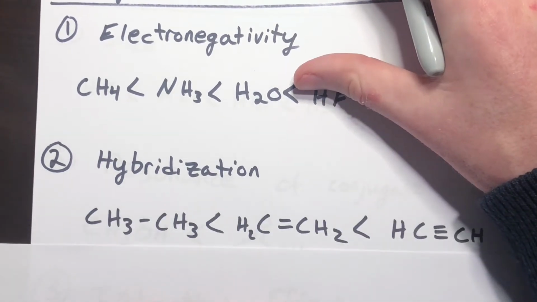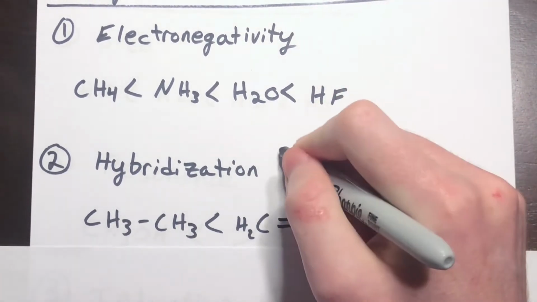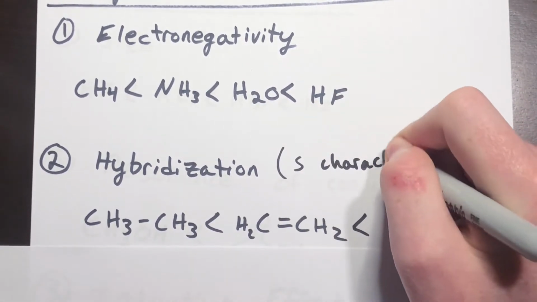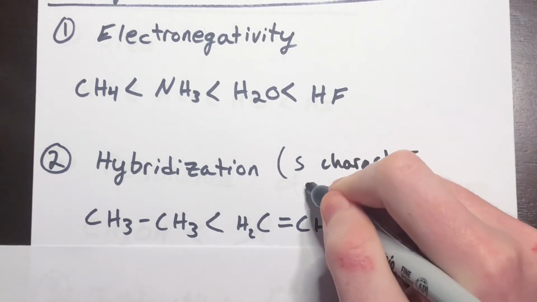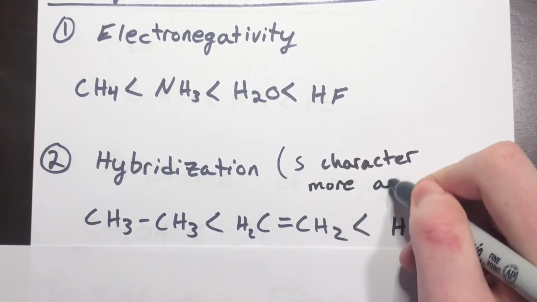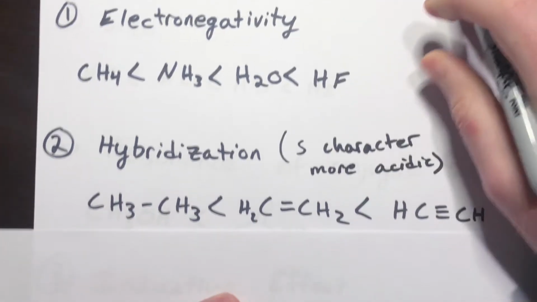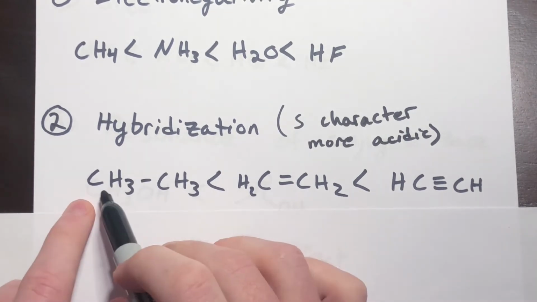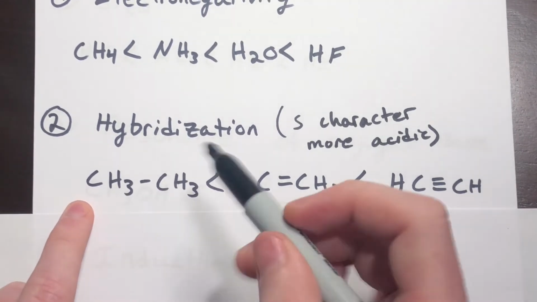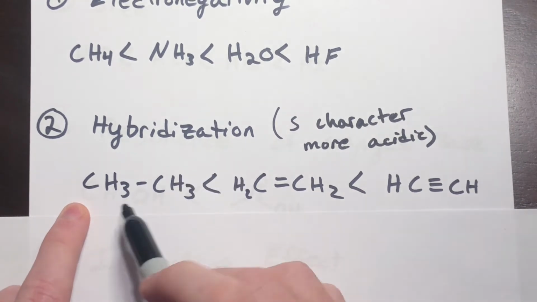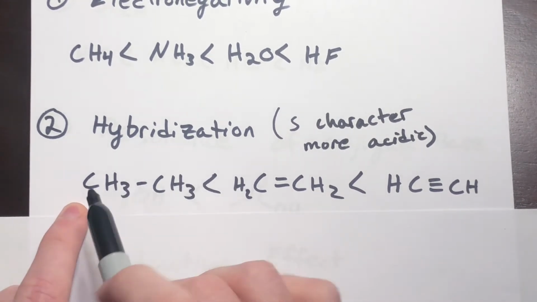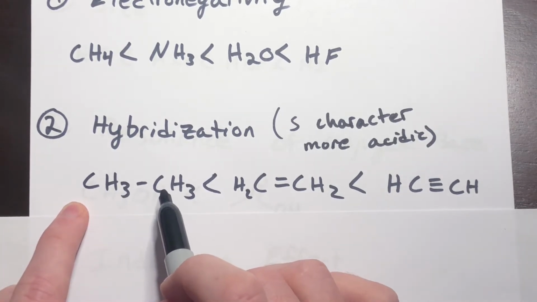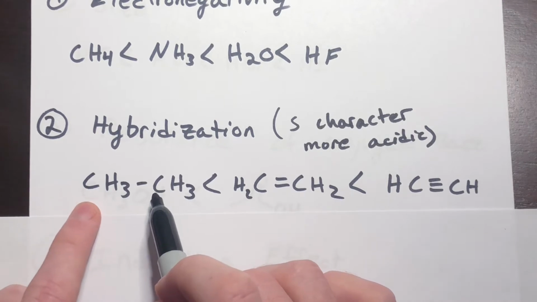So the higher the S character, the more acidic, the more likely that proton will be donated. So more S character, more acidic. So what I mean by that, if we recall, these are all sp3 hybridized in this case because there are 4 bonds to the carbon, so it has a tetrahedral molecular shape and geometry, so hybridization is sp3. So this guy is not very acidic because it only has 1/4 S character here.